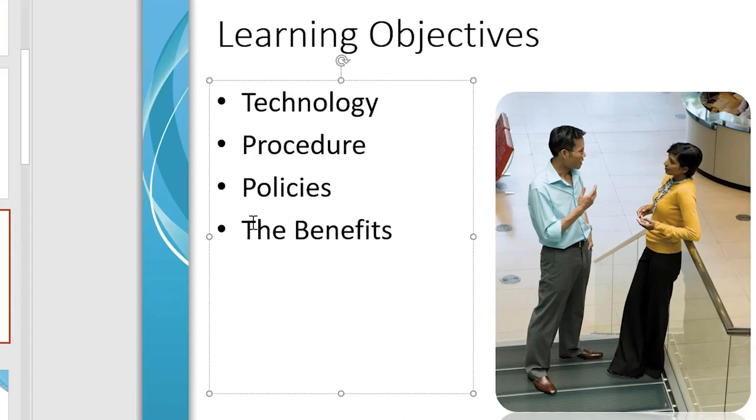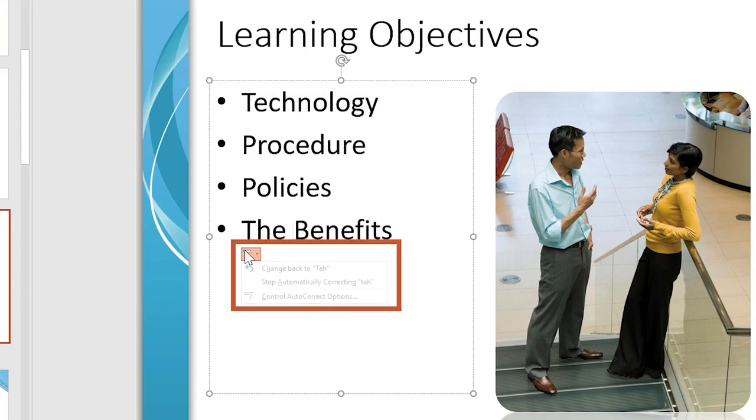When you hover over the bar, you'll see a lightning flash symbol. The drop-down choice lets you reverse the autocorrection that PowerPoint has made. You can also modify the feature by clicking the blue bar underneath the correction and selecting Control Autocorrect Options.